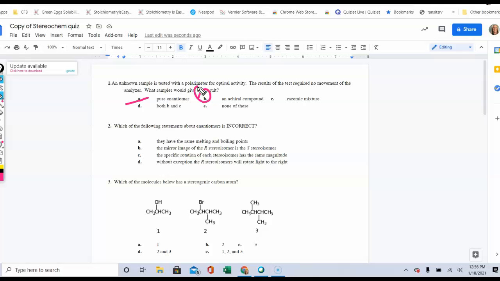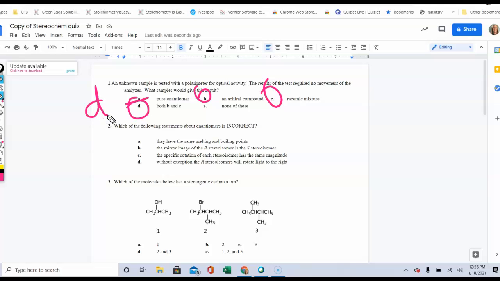A racemic mixture would also give us the possibility of no movement because remember, a racemic mixture is half of one enantiomer and half of the other enantiomer, and therefore they cancel the movement out in either direction. So that means D is our correct answer here.